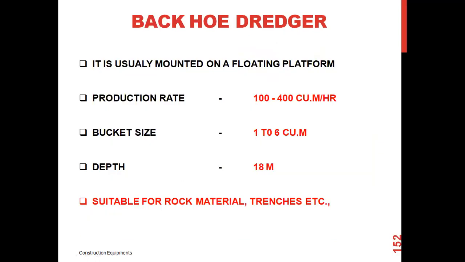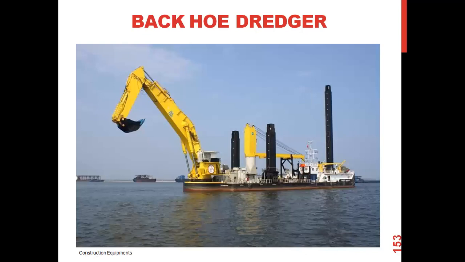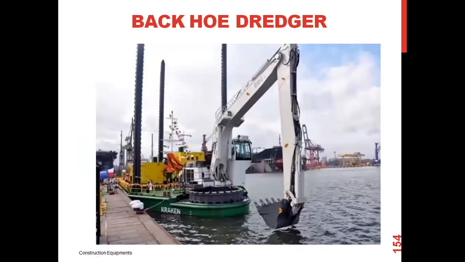The backhoe dredger is usually mounted on a floating platform. The production rate is 100 to 400 cubic meters per hour. The bucket size is 1 to 6 cubic meters. The depth is 80 meters. For the dipper dredger, the depth is 15 meters, and here we can observe 18 meters of depth. These are suitable for rock materials, trenches, etc. The backhoe dredger can go up to a depth of 18 meters.